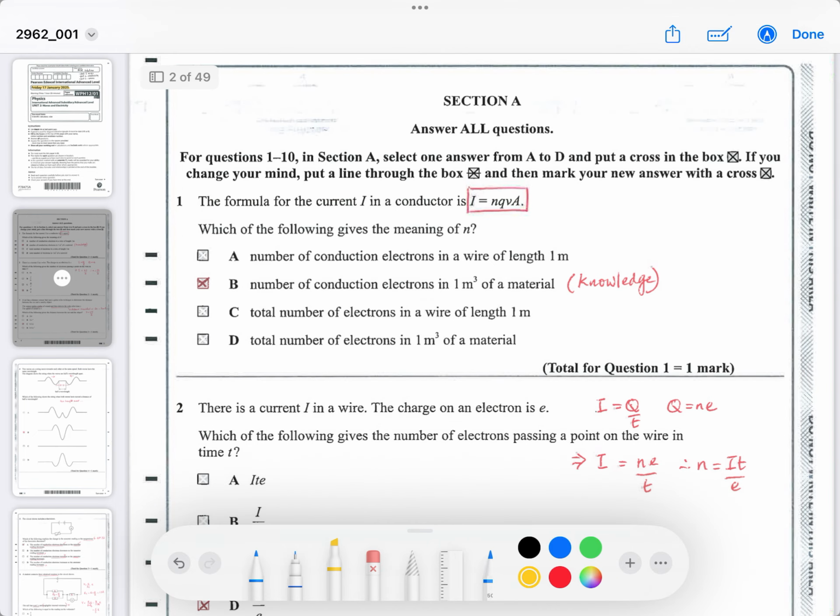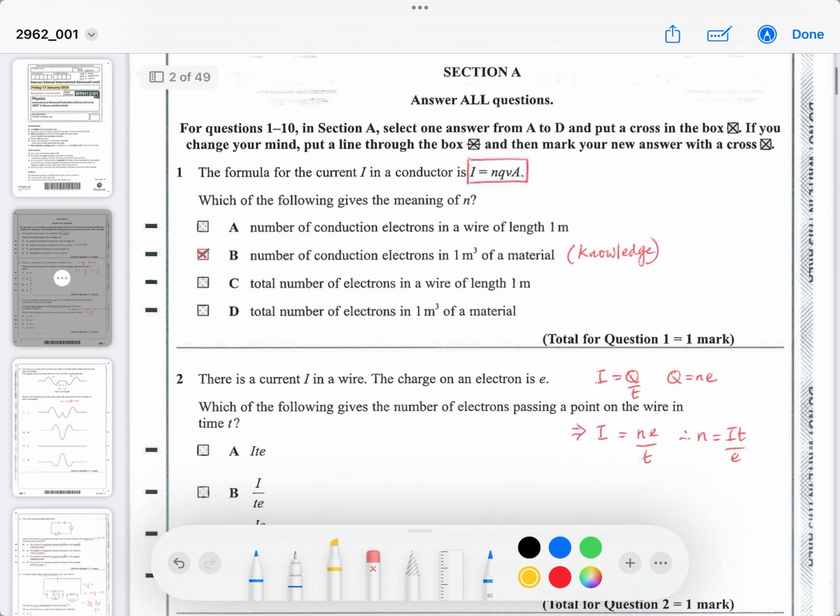And by the way, if you're doing linear, you should use the International A-level papers because there aren't as many linear papers because it's once a year.